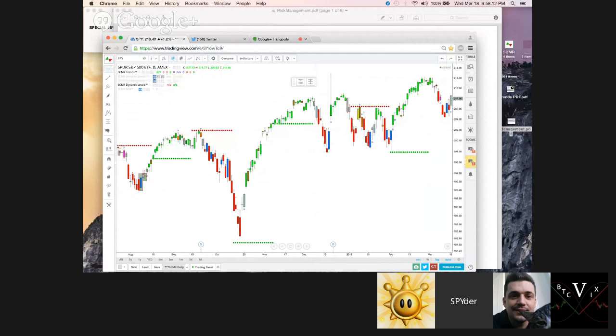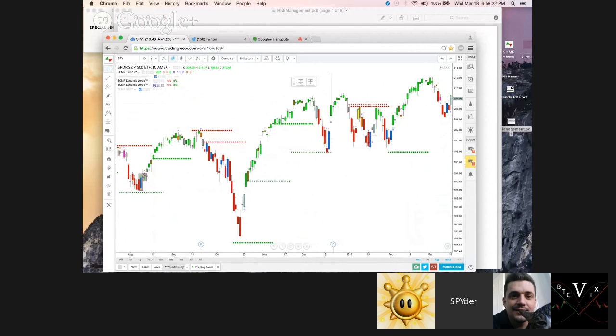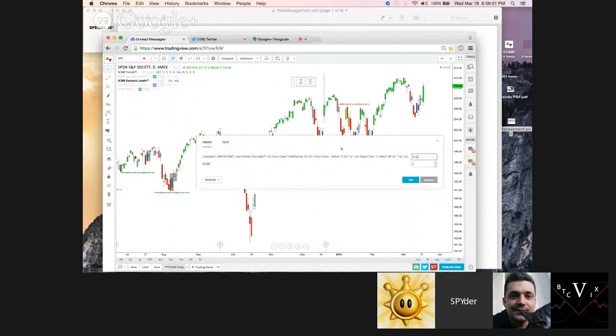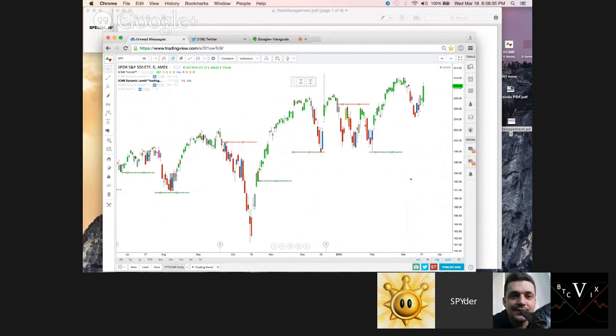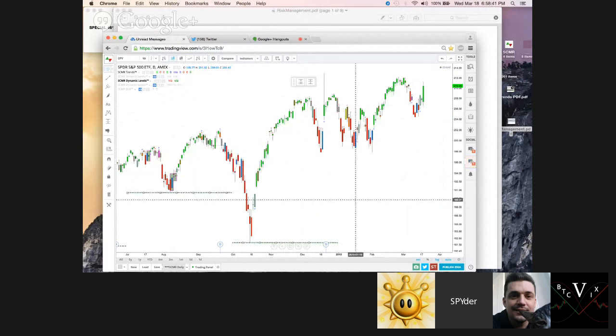So if we come in here, I want to see a 3-month, which is basically a quarterly support resistance. I guess maybe I picked the wrong one. Well, anyways, I think you get the idea. If we want to see 21 days, we can do that. If we want to see 5 days, there's 5-day support resistance. Here's the quarterly support resistance.